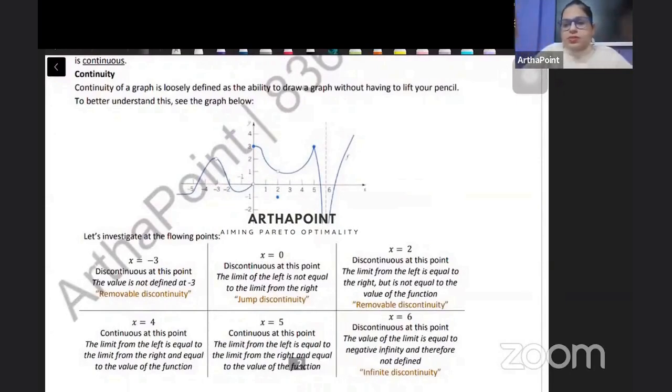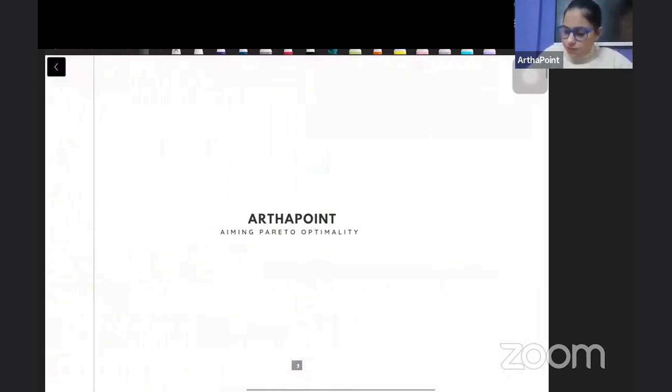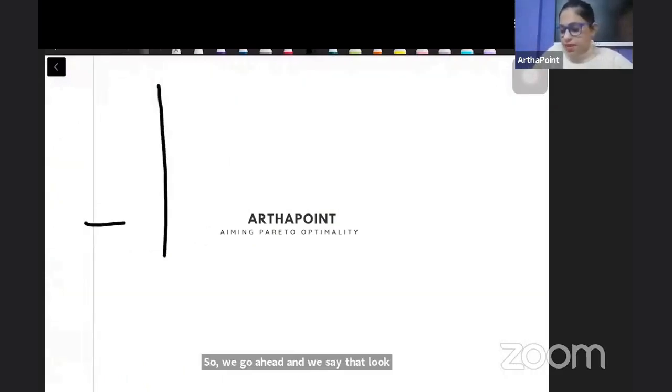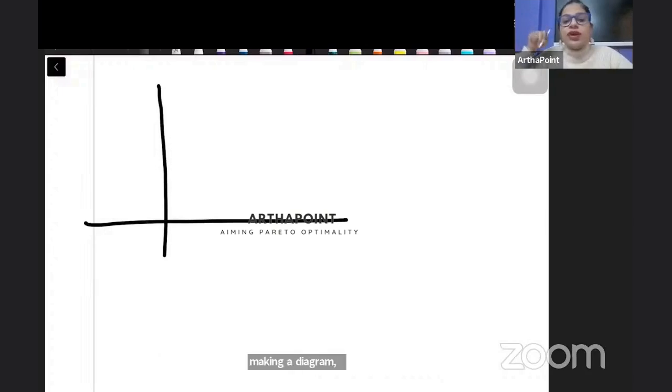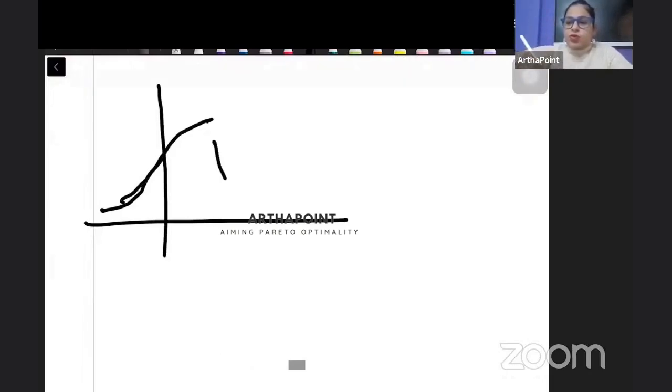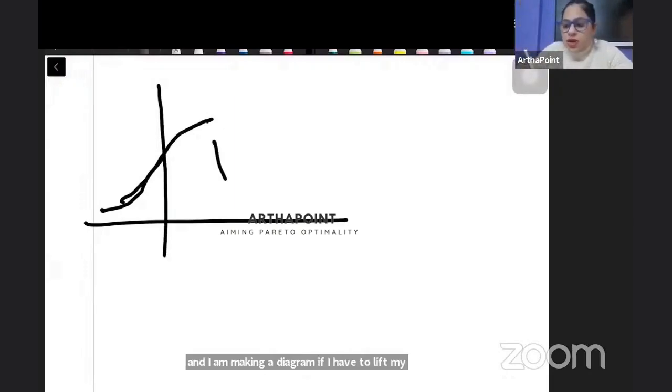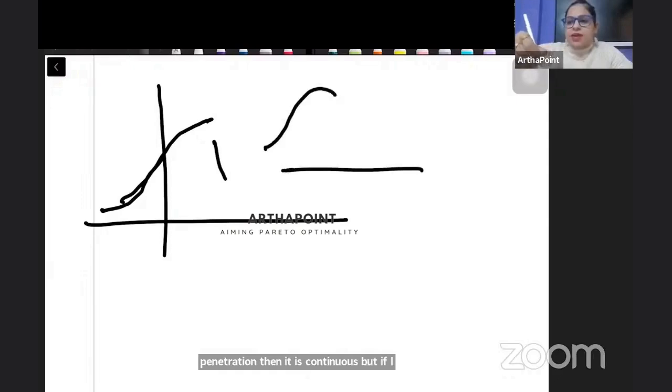ठीक है? Continuity क्या है? In the most simple terms, when we talk about continuity, तो basically when we start teaching a layman कि continuity होती क्या है, so we go ahead and we say that look, I am starting by making a diagram. मैं एक diagram बनाना शुरू कर रही हूँ. If I don't have to lift my pen, मतलब मैं यहाँ से बनाना शुरू किया, I'm making, so just see here. I am making a diagram. If I have to lift my pen and then draw, then it is discontinuous. But if I am making a diagram and I don't have to lift my pen, then it is continuous.